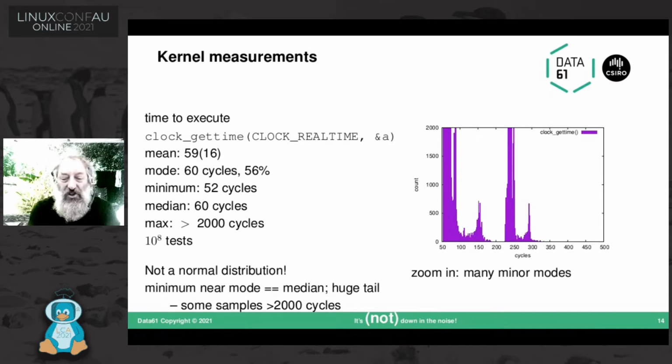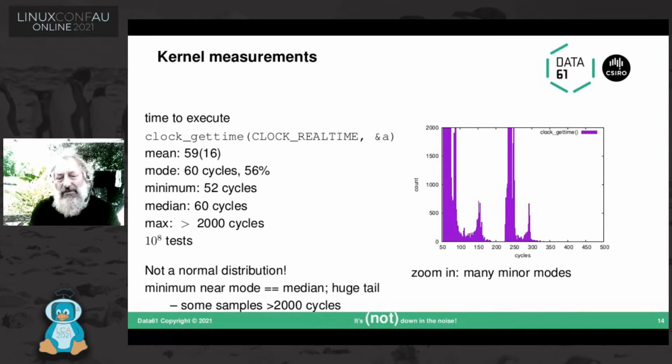If you zoom in, you can see that it's got oodles of minor modes. So there's a mode around about 60 cycles. There's another one around about 150, another one just under 250, and another one just under 300, all with different proportions of the measurements hitting it. Given that it's not a normal distribution, what does it mean to say that the time it takes is 59 cycles or whatever?